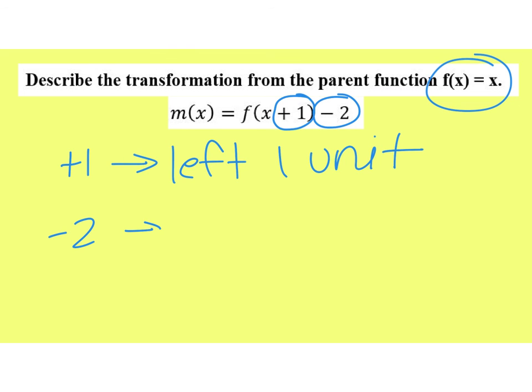All right, now the -2. Inside or outside? Outside. Vertical or horizontal? Vertical. So it's going to be exactly what you think. Since you're subtracting 2 and we're talking about a vertical change, where's it going to go? Very good.